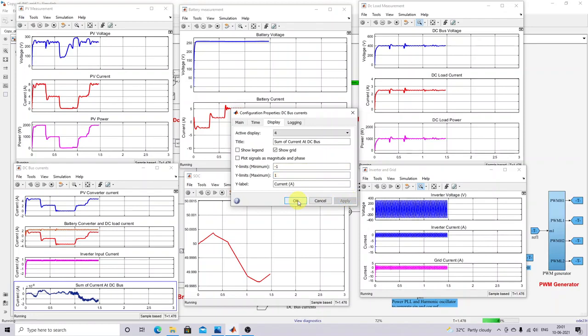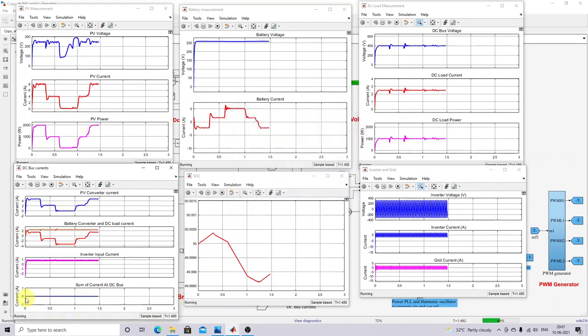Here you can see that power balance, that means current balance, is equal to 0 in the DC bus. So it is always equal to 0. So power balance is maintained in the DC microgrid. So this is the first scenario. Next we have to discuss another scenario.